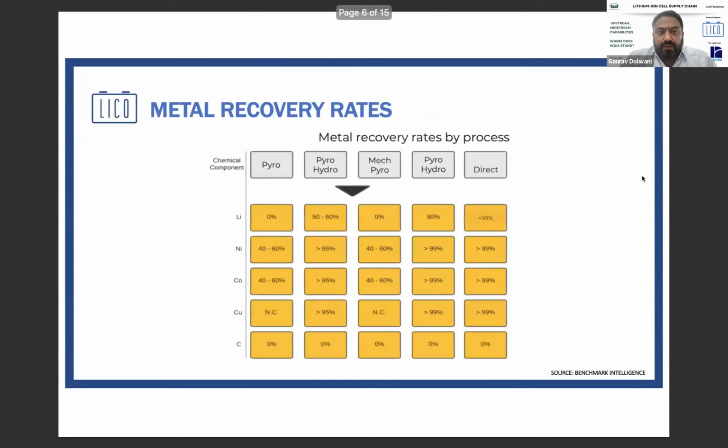These are typical metal recovery rates that you would see through the different methods that I just explained: pyro versus pyro, hydro, and mechanical pyro, and then direct as well. So you can see the recovery of the different important minerals like lithium, nickel, cobalt, copper, etc. And based on this, most recyclers have chosen one or the other path. But I think that this is something that is constantly evolving, and it's something that you may need to adjust for different chemistries as well.